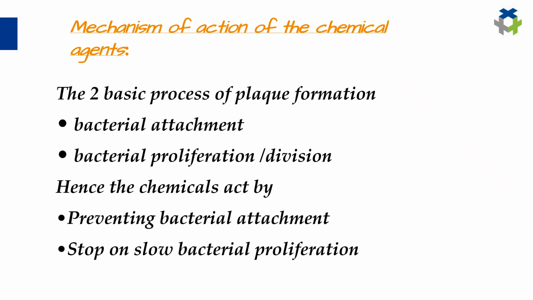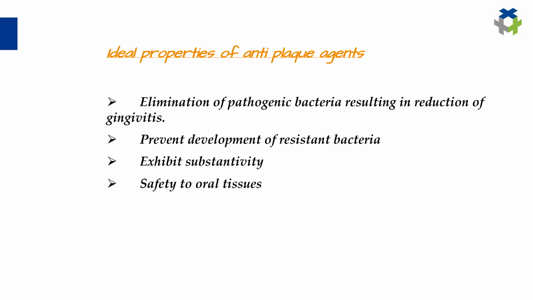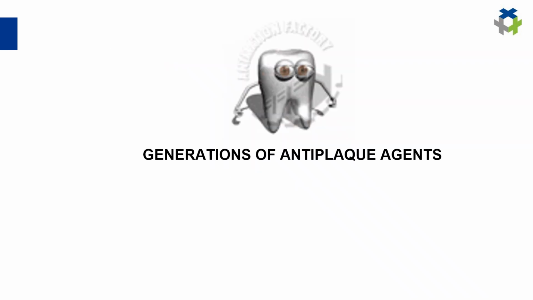Mechanism of action of the chemical agents. An ideal anti-plaque agent should reduce harmful bacteria and gingivitis, not promote resistant bacteria, have substantivity, meaning it stays active in the mouth, and be safe for oral tissues. There are two basic processes of plaque formation: bacterial attachment and bacterial proliferation. So the chemicals act by preventing bacterial attachment and slowing bacterial proliferation. These are the ideal properties of anti-plaque agents.